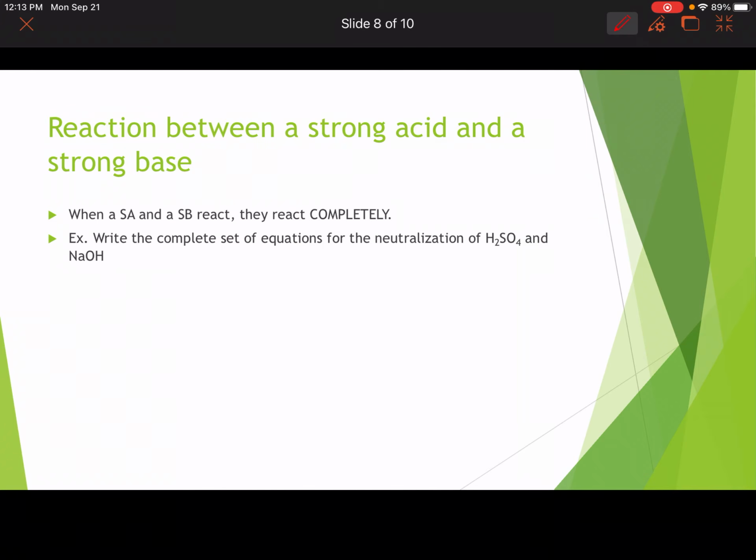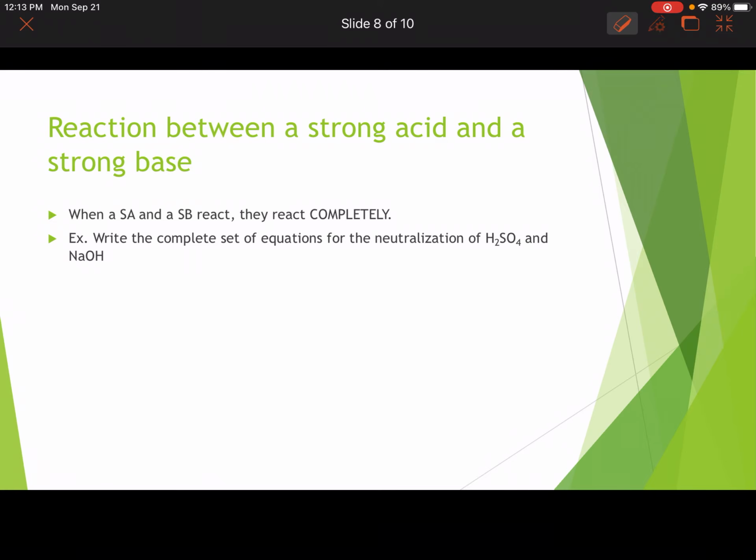Okay. Now this is what happens during a neutralization equation here. So the reaction between a strong acid and a strong base. So when a strong acid and a strong base react, they react completely. And so let's work through an example. Write the complete set of equations for the neutralization of H2SO4 and NaOH. So when I say the complete set of equations, you are going to be writing 3 equations. First, the molecular. Then we have the total ionic, and thirdly, we have the net ionic, okay? So we're gonna do all 3 of those reactions.